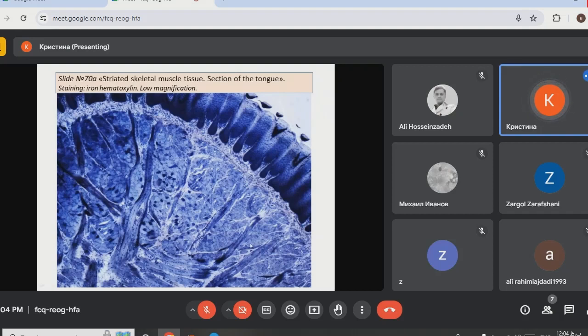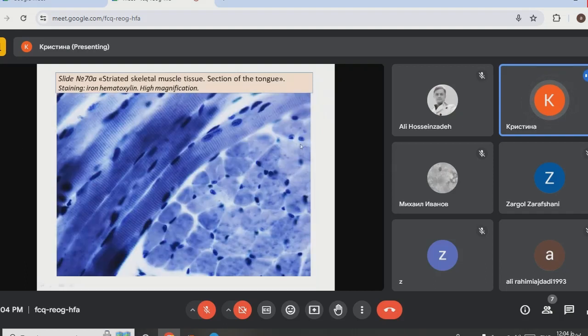So, in this section stained with iron hematoxylin, we see in some areas cross sections of muscle fibers, in some areas longitudinal sections of muscle fibers, and in some areas oblique sections. Longitudinal means along some long structure, cross section means across, oblique means like this. So here longitudinal sections of muscle fibers.